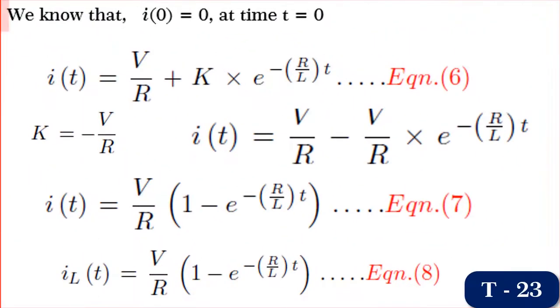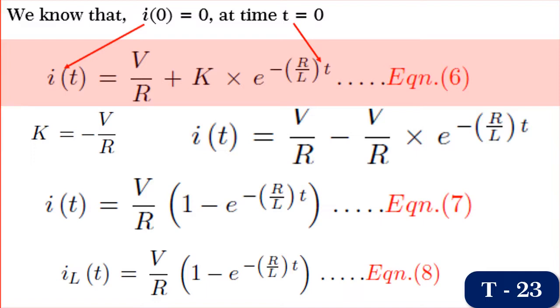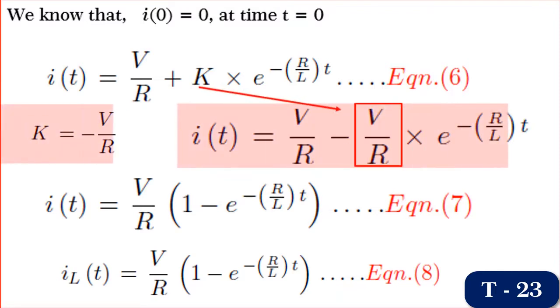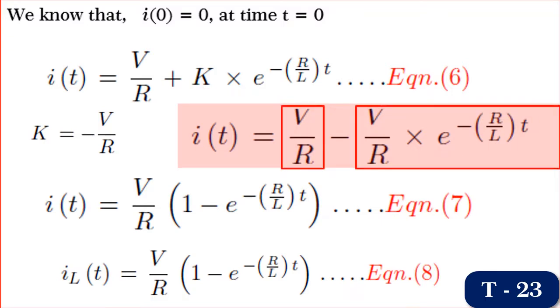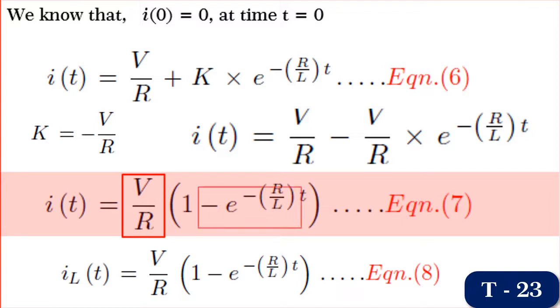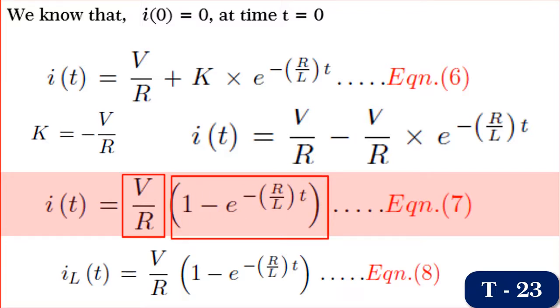We know that I of 0 at time t equal to 0 is 0. Substituting these values in the equation of I of t, we get k is equal to minus V by R. Now, by substituting the value of k in equation 6, we get I of t is equal to V by R minus V by R into e to the power of minus R by L into t, or I of t is equal to V by R into bracket 1 minus e to the power of minus R by L into t. Let it be equation 7.